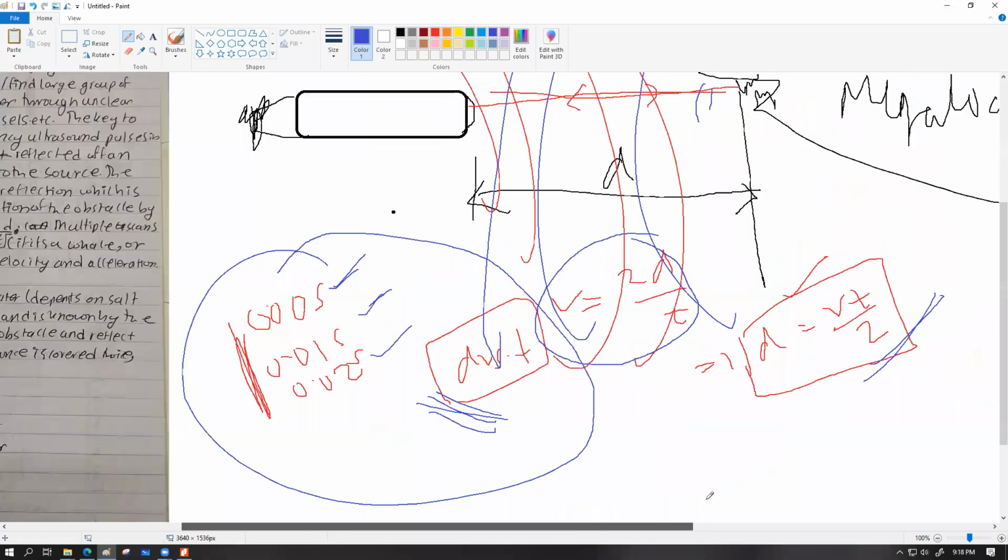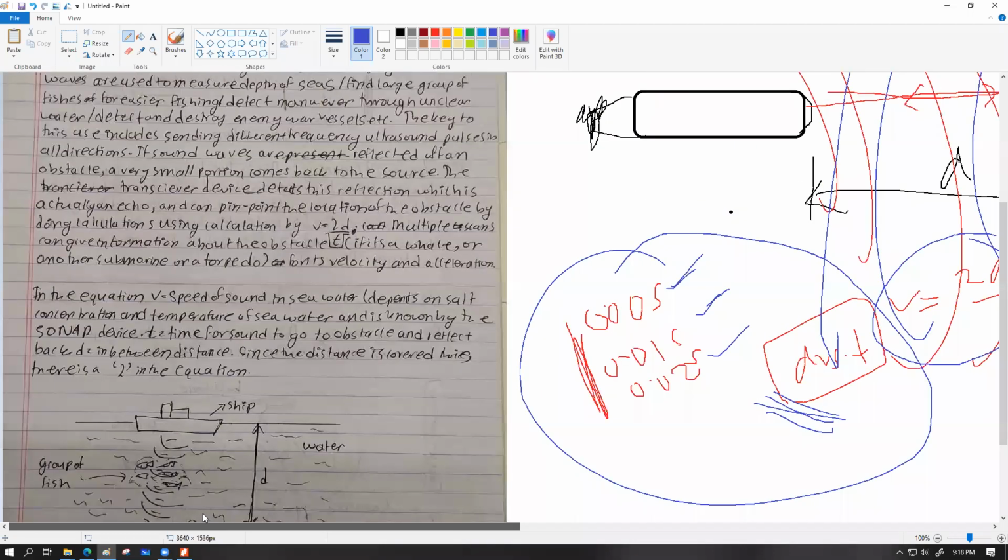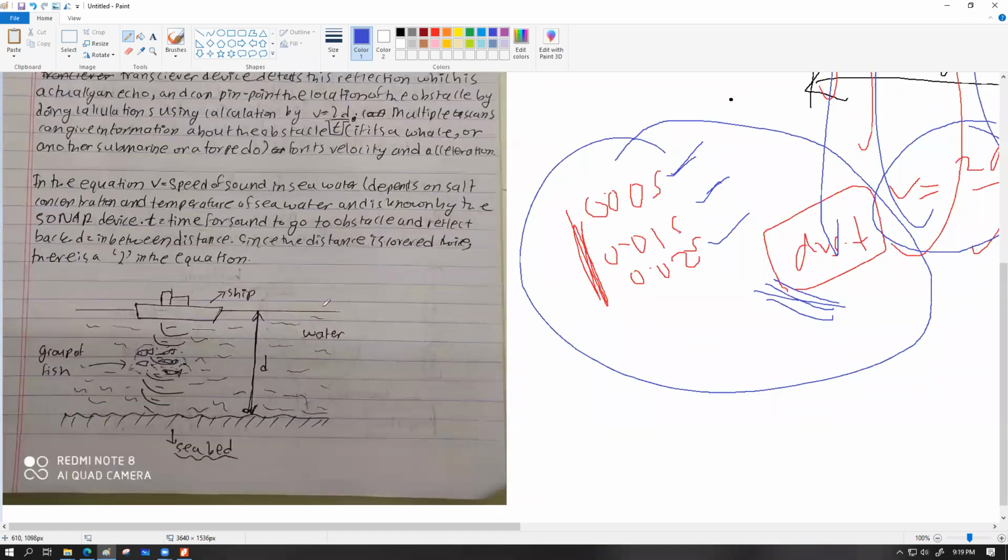এই যে d ক্যালকুলেট করার জন্য যে v লাগবে, এই v টা অলরেডি সোনার মেশিনকে খাওয়াই দেওয়া হয়, যে আমি বলে দিতেছি: v is the speed of the sound in water, sea water is this much, and then t equals to time for sound to go to the obstacle and reflect back, comma d equals to in-between distance. Since the distance is covered twice, there is a 2 in the equation. এখানে just 2d by t equation expression বলে দিয়েছে.